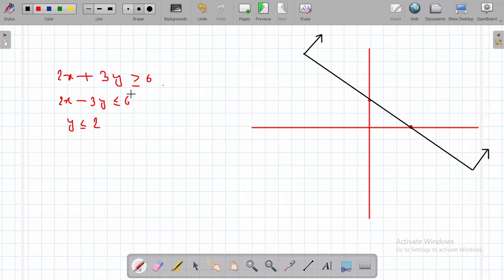The first inequality will be like this way, all of you. You can write the name also there: 2x plus 3y is greater than or equal to 6. Here it's difficult for me to write, okay?